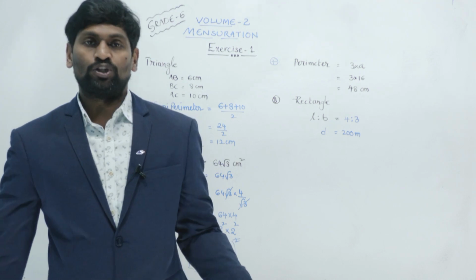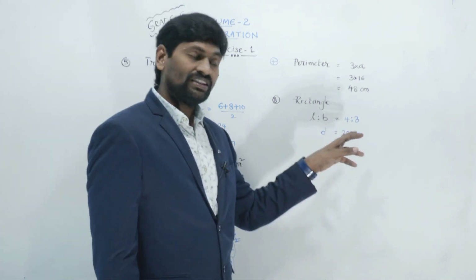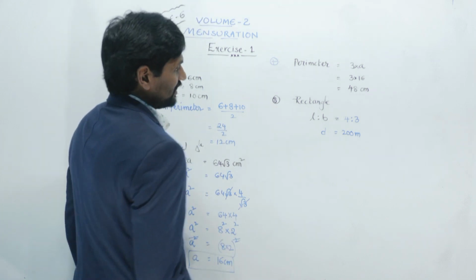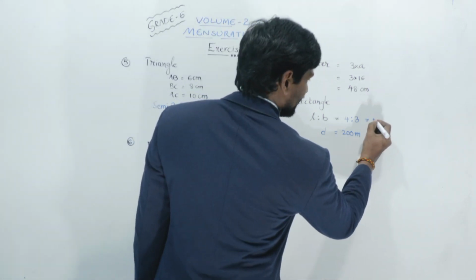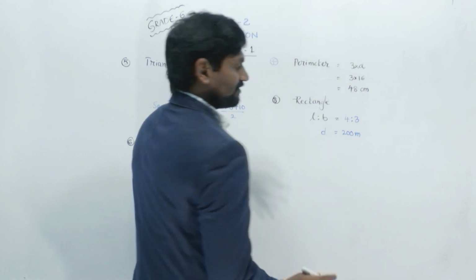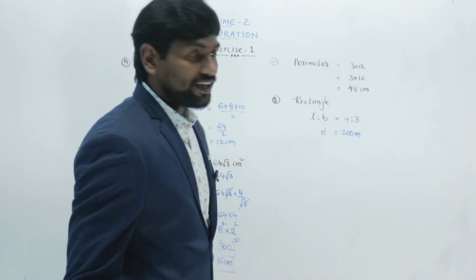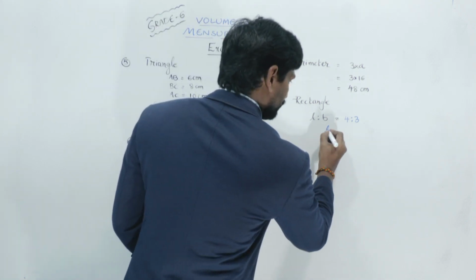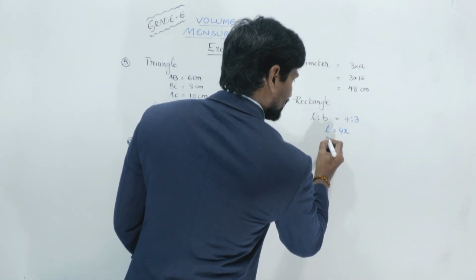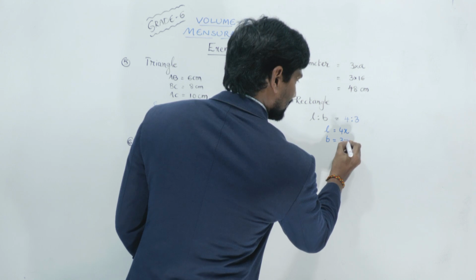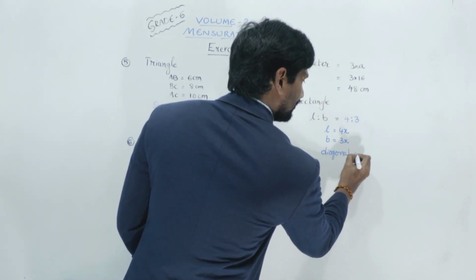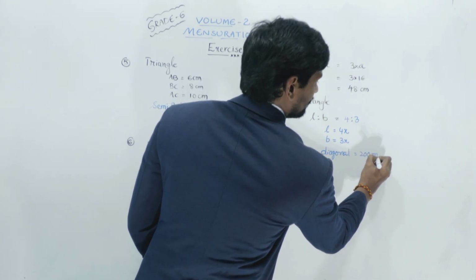Area means length into breadth. But we know the ratio of length and breadth, not the exact values. So we can take them as 4x and 3x. The length is 4x, the breadth is 3x, and the diagonal is given as 200 meters.